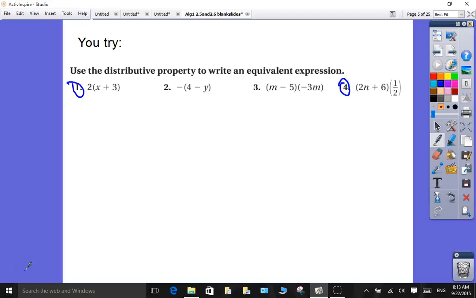What did you get in the first one? 2x plus 6. 2x plus 6, right? 2 times x plus 3 is 2 times x plus 2 times 3. 2x plus 6. 2n times a half, 6 times a half.